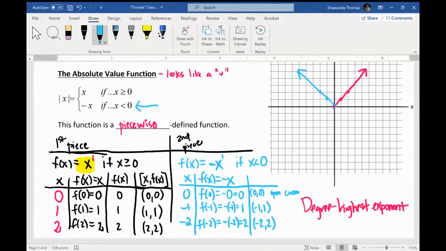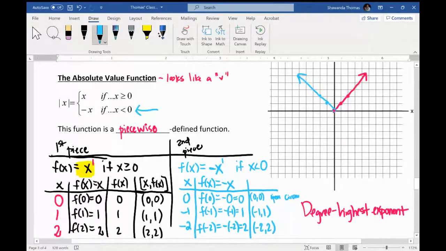All right, any questions about, well, what's the domain of this function? Just asking, what's the domain? Negative infinity to positive infinity. Correct. What is the range? Somebody else. Zero to positive infinity. Very good. 0 to positive infinity.